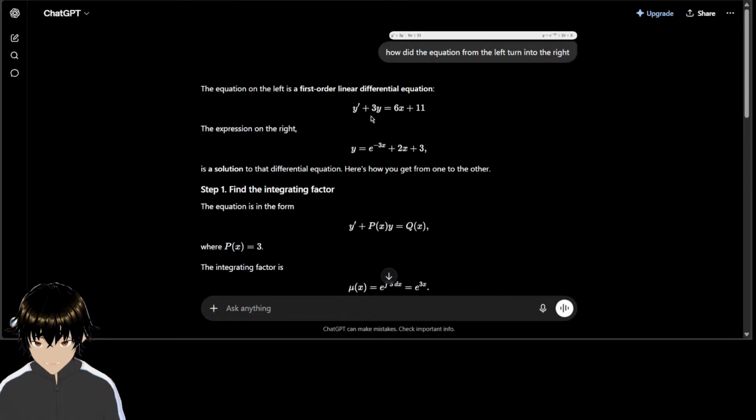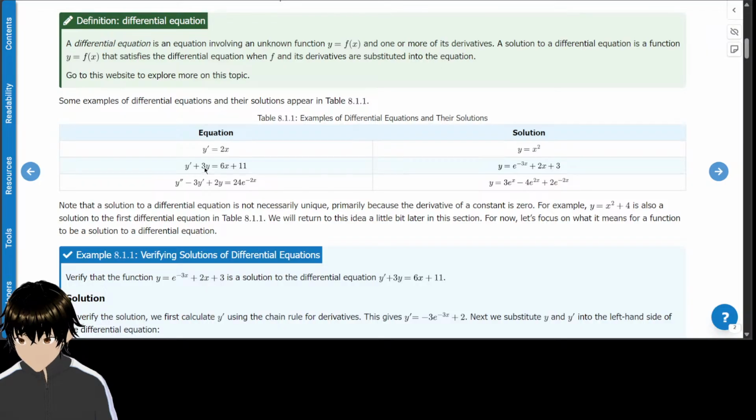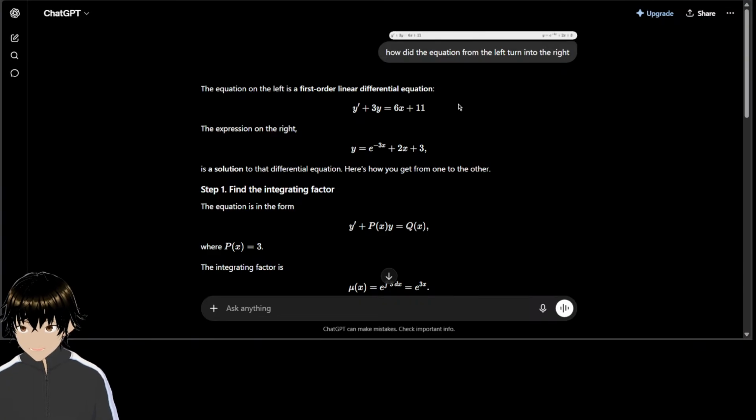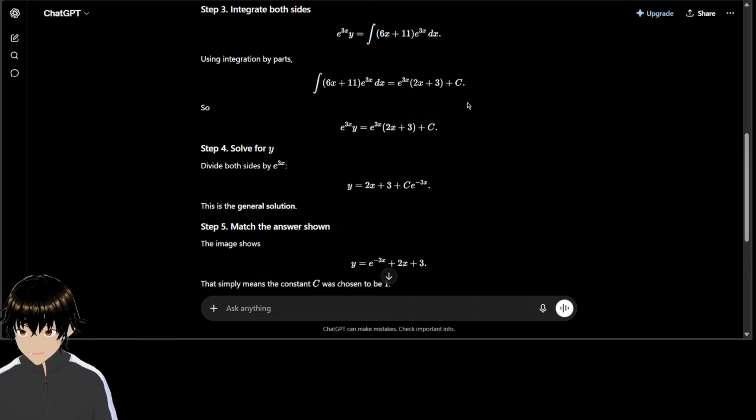So you integrate p of x. In the problem here, 3 is p of x. You get the integrating factor of that, and you can multiply the integrating factor by all the components of the equation. Once you multiply it, you get on the left side a derivative of the product, and then you basically just have to integrate both sides again. It's basically a back and forth thing.